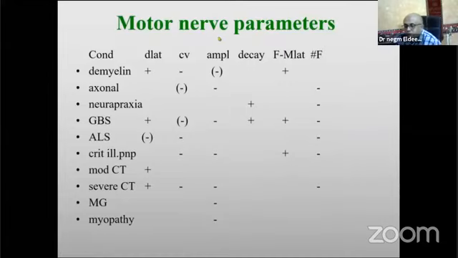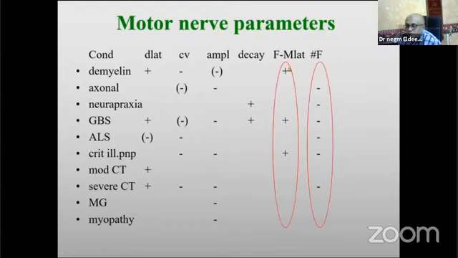And now we should look at some of the classical motor nerve parameters for different conditions, but we should concentrate just on the F waves. So in demyelination, we have increased latency in Guillain-Barré and critical illness polyneuropathy. When it comes to persistence, it's reduced in axonal damage, in neuropraxia, Guillain-Barré, ALS, all these because they also have low CMAPs. And in severe CTS, when we have low motor amplitudes.